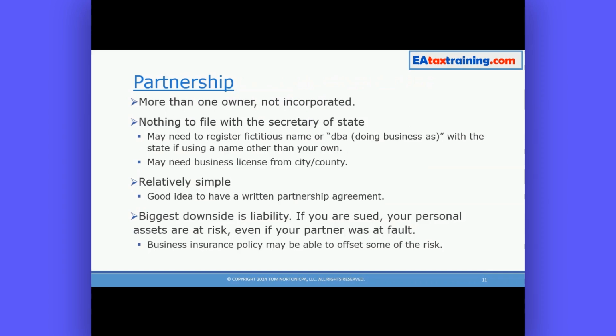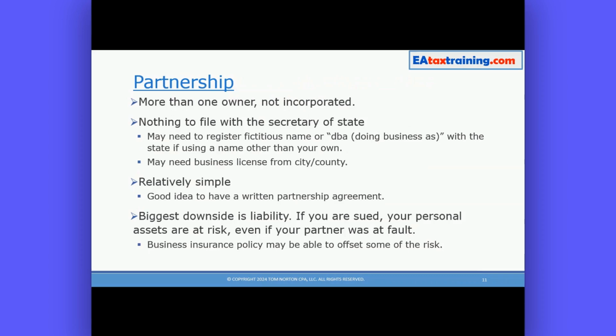So now let's talk about partnerships. It is more than just one owner, but not incorporated. So this is basically like a sole proprietorship, except that you've got more than one owner. That's the way to think of a partnership. Again, there is nothing to file with the Secretary of State, and you might need to file that fictitious name or DBA again, and you might need a business license again, as with the sole proprietorship.